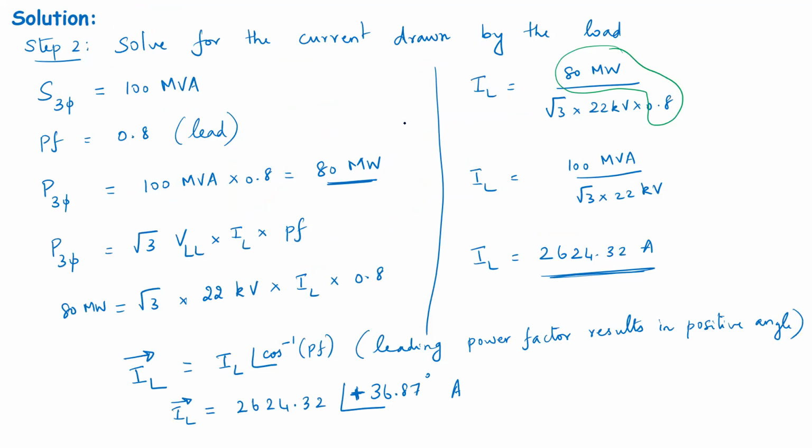When I say cos inverse of 0.8 is 36.87 degrees, I have assumed here already that the voltage across the load is the reference phase. And because a reference means 0 degree, that is why the angle of current is exactly equal to 36.87. If the voltage across the load had an angle of 5 degrees or 10 degrees, then we need to add that angle to this value. Okay?